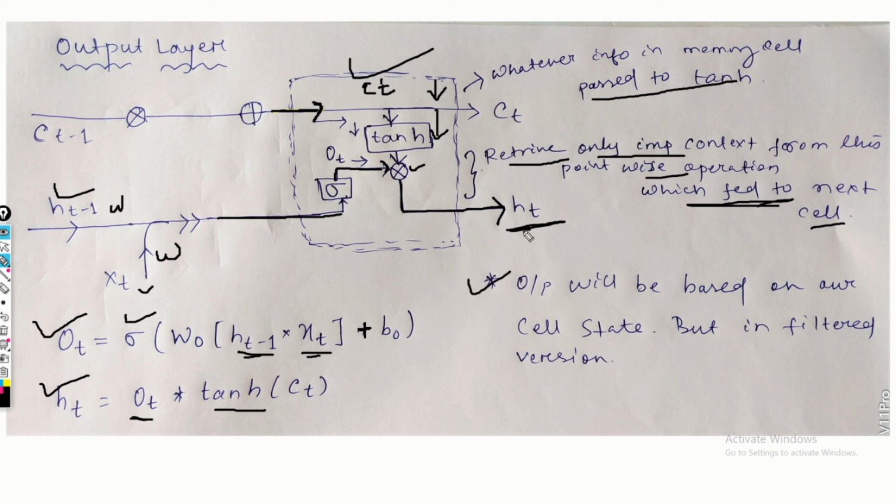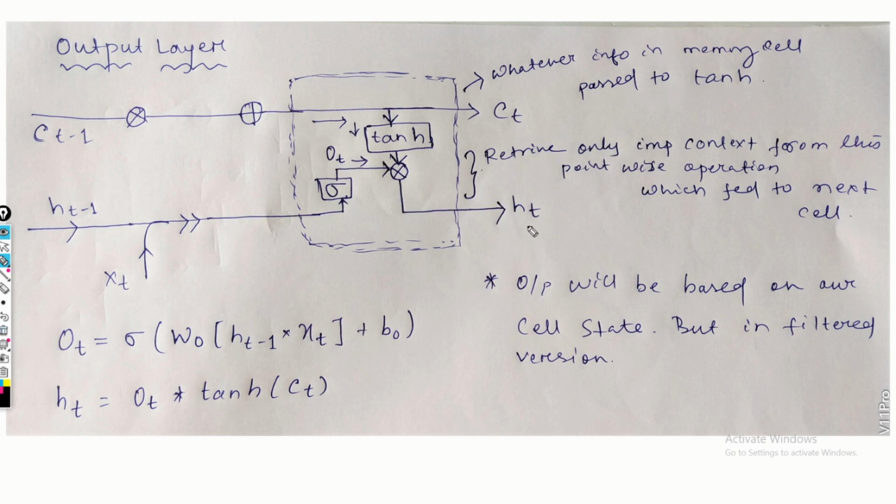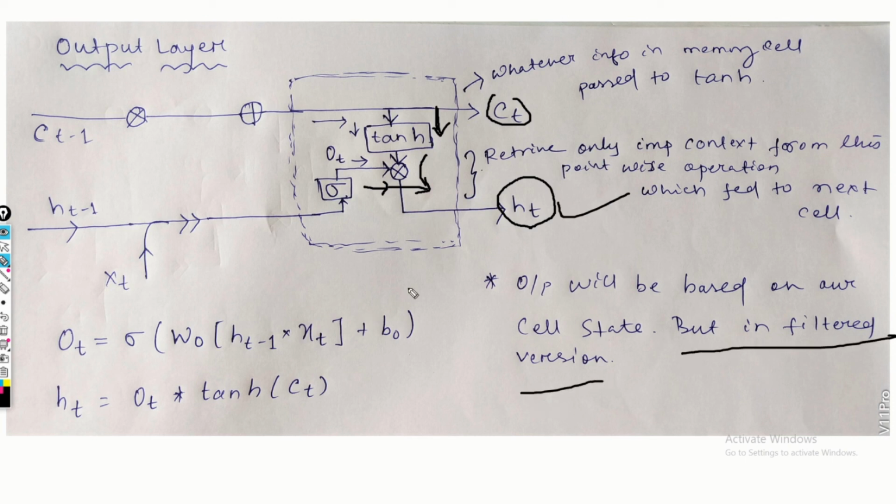So you can see this particular output. This is nothing but the output. This output will be based on our cell state, which means Ct, as this information is provided through this, right? This output is provided by this, and this output is coming from this. So all are concatenated here with a point-wise operation. Then we got our output, and it is in a filtered version. So this is nothing but the basic structure of a particular LSTM.